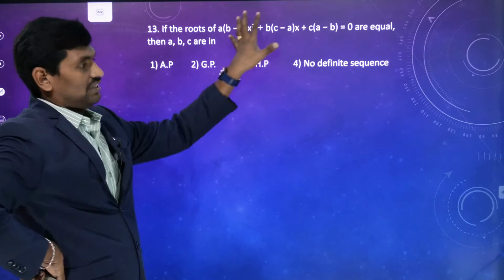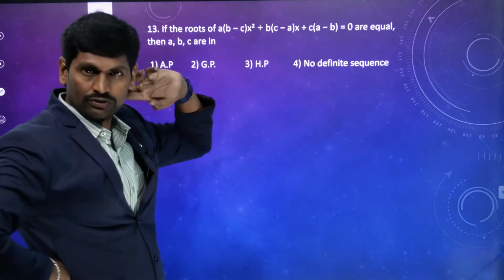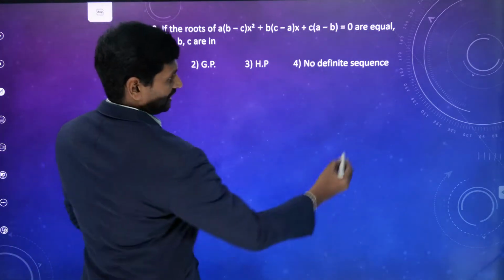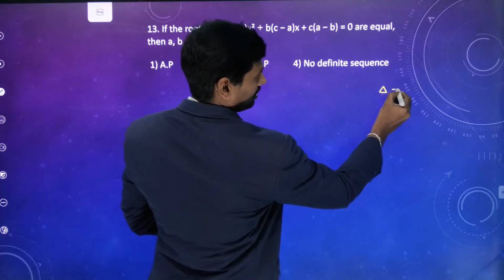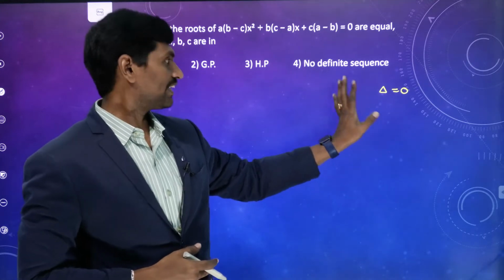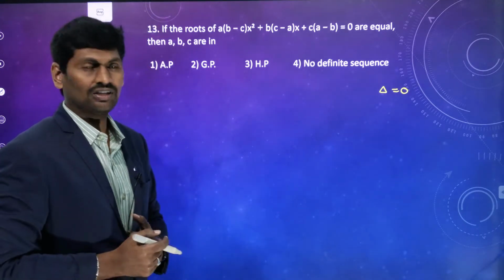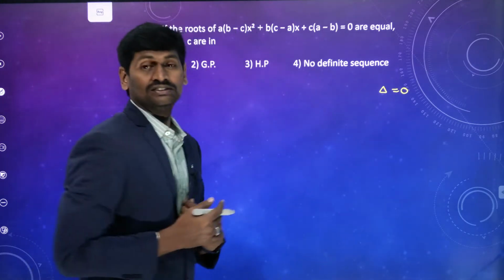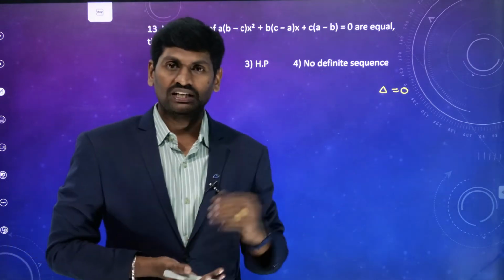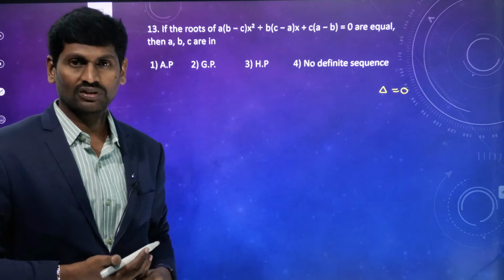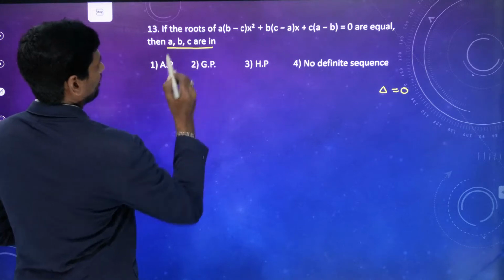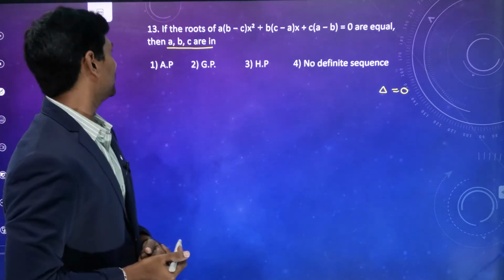If the roots of a quadratic equation, whatever the quadratic equation may be, are equal. You learned three concepts. Roots are equal means discriminant becomes 0, the delta value, nothing but b square minus 4ac, equals 0. If the delta value is greater than 0, two distinct roots. Less than 0, no real roots. Am I right? Okay.